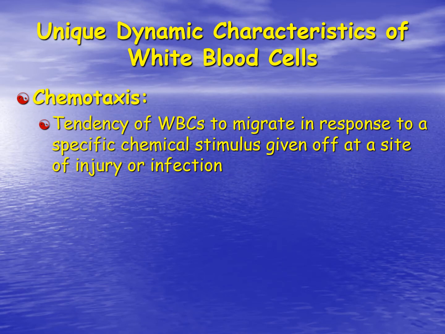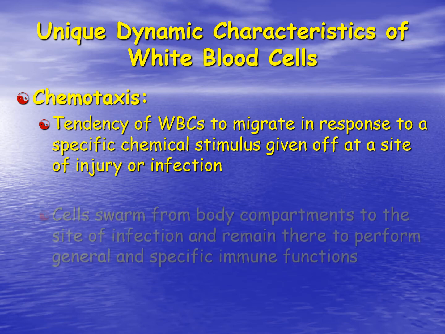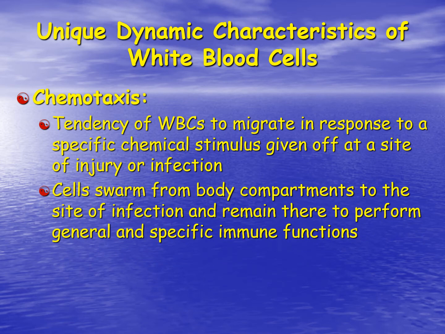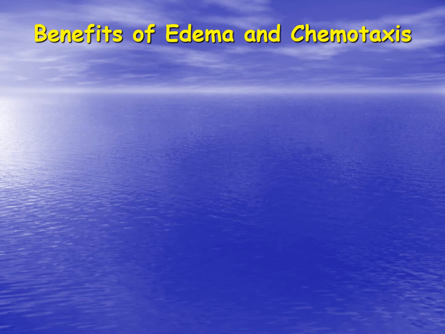Chemotaxis is where we release these chemicals that will then actually attract white blood cells to migrate to a specific area. Cells will swarm from the different body compartments to the site of infection and inflammation and remain there to perform their generalized and specialized functions.